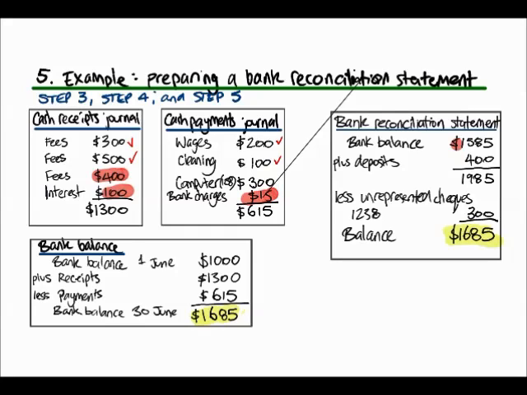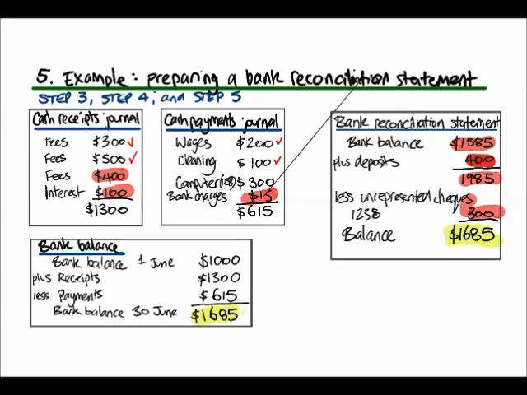Now, that's step 3 and step 4, and we're going to add those to our bank reconciliation statement. Our bank balance was $1,585, and we add on our deposits, which takes us to $1,985. Now, we need to minus off from our bank statement amount the unpresented checks.